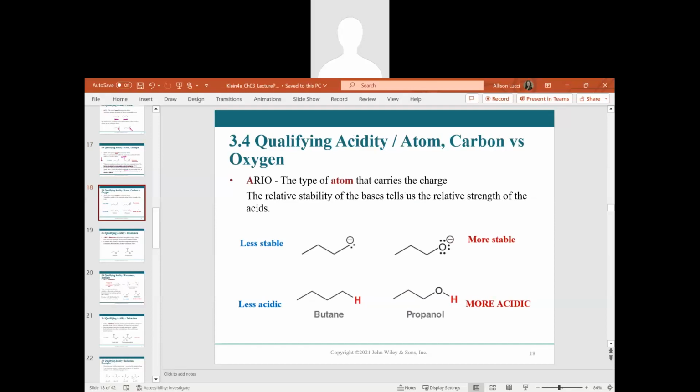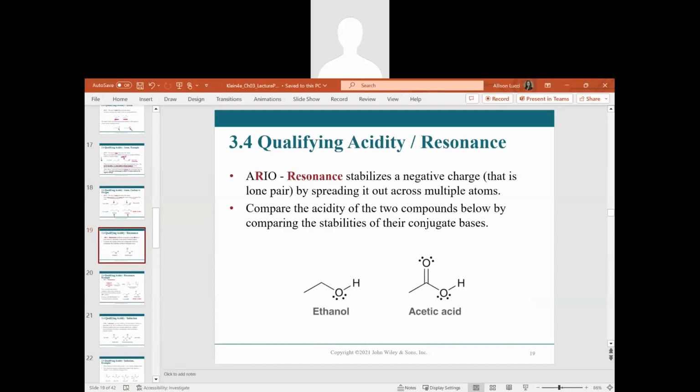So let's look at this one more time and put it all together. So the relative stability of these conjugate bases tells us the relative strength then of the acid which the conjugate base came from. So we have butane is less acidic because its conjugate base is less stable. Propanol, more acidic because its conjugate base would be more stable. So let's look at the second factor that can help us determine stability, or rather qualify our acidity. Resonance.